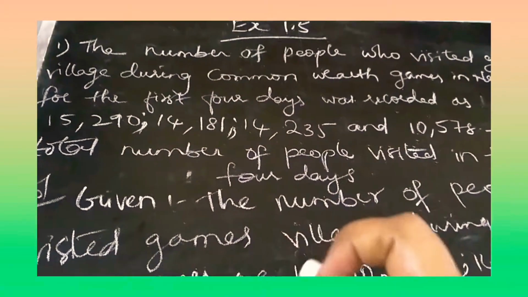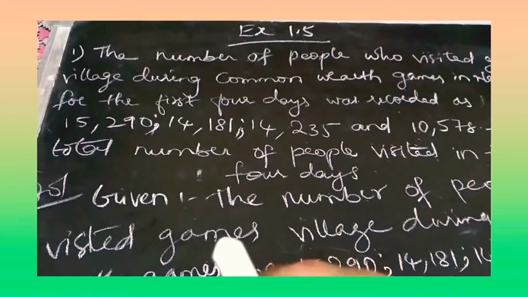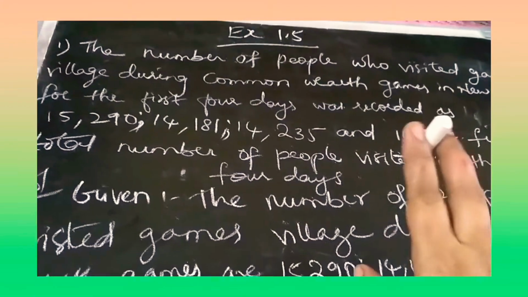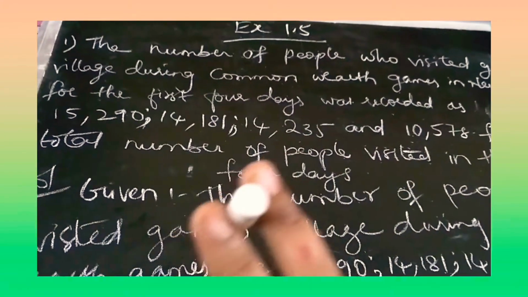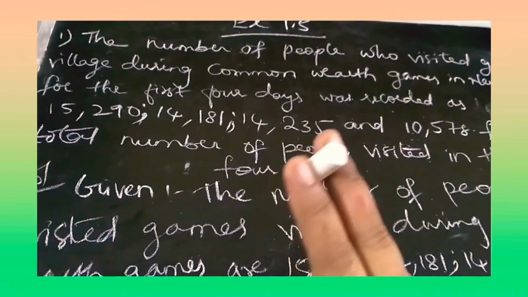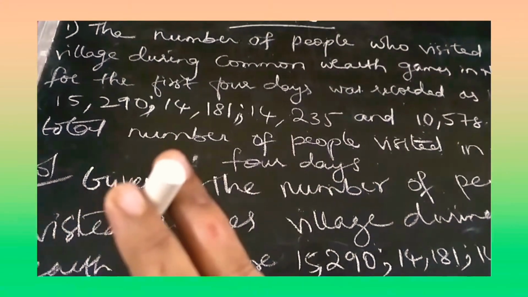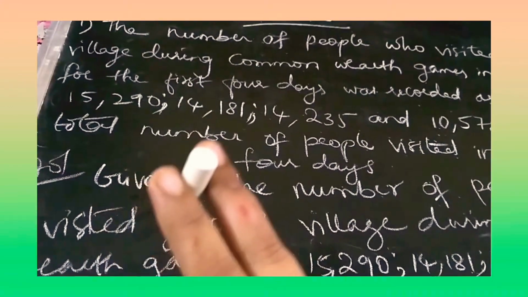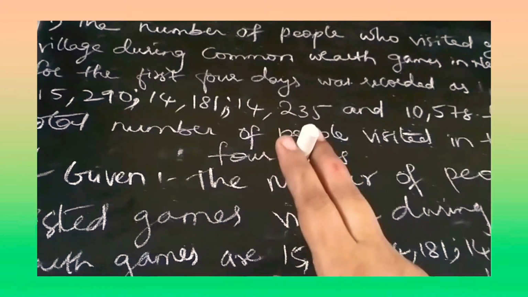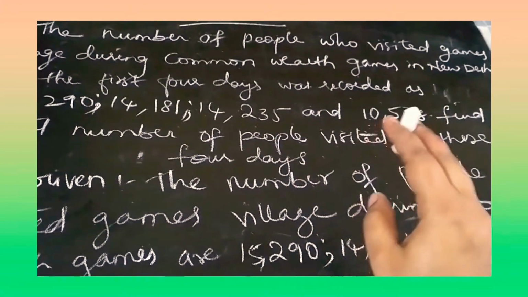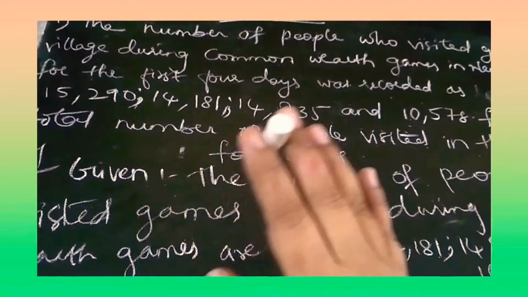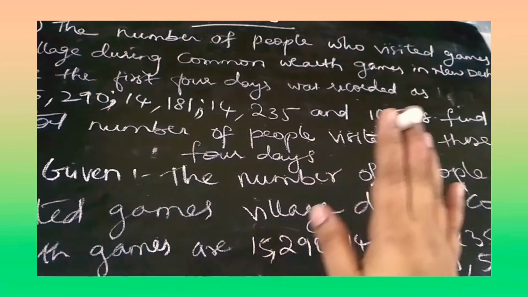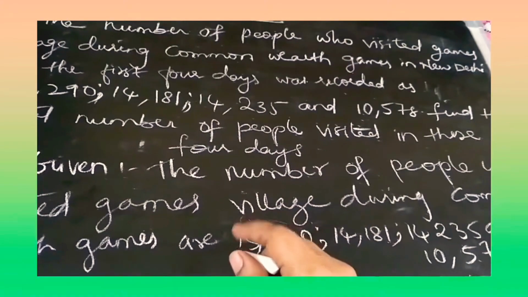Exercise 1.5. First problem is the number of people who visited games village during Commonwealth Games in New Delhi. Okay, in New Delhi, one Commonwealth game was held. In this, the number of people who visited the village for the first 4 days are 15,290, then 14,181, 14,235, and 10,578. Okay, these are the people who visited during Commonwealth Games in the 4 days. Find the total number of people visited in these 4 days.